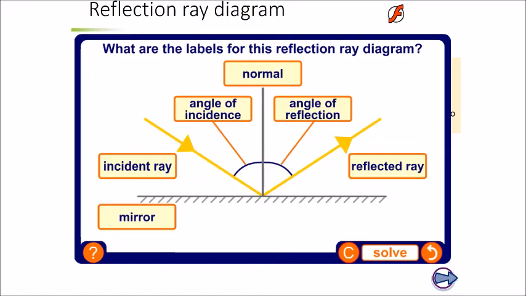Next, we have the reflected wave. If you put the reflected wave here, you're correct. Last two, our angle of incidence goes here and our normal goes here. Our normal is at a 90-degree angle to the mirror surface. So if you notice here, it is a 90-degree angle to the mirrored surface. If you notice the angle of incidence and the angle of reflection, they are exactly the same.